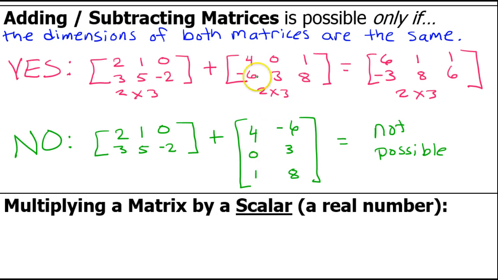Let's talk about transpose again. Notice how row 1 became column 1. Row 2 became column 2. That's the transpose. But that minor change is enough that you cannot add these because the dimensions are no longer the same. This is a 2x3 matrix, but this is a 3x2 matrix. You cannot add a 2x3 matrix with a 3x2 matrix. The dimensions have to be exactly the same. So this would be not possible.